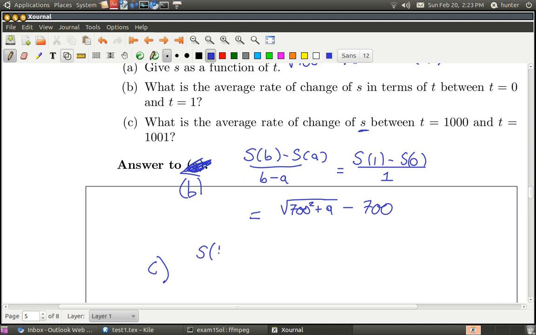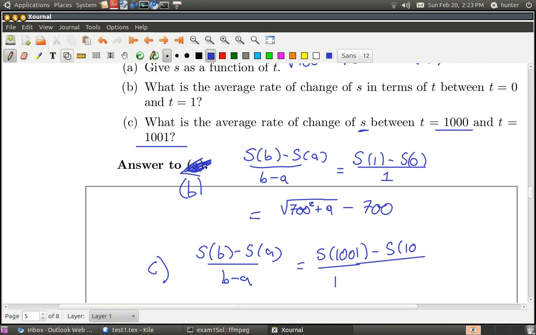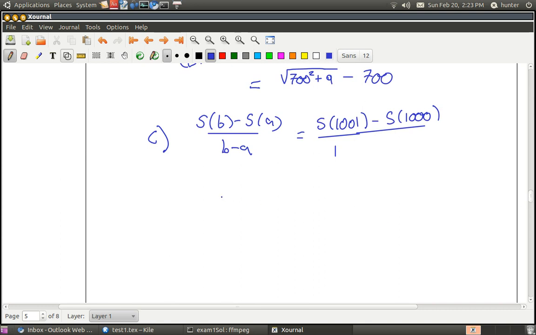So it's just S of B minus S of A divided by B minus A. So just like last time, the difference between B and A is 1. So we get 1 down here. This is very easy. And on top I write S of 1001 minus S of 1000, and let me just plug that stuff into the function.